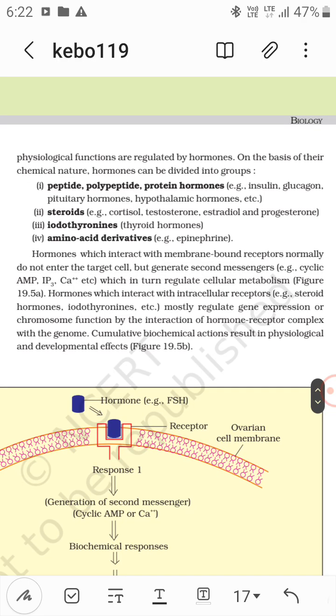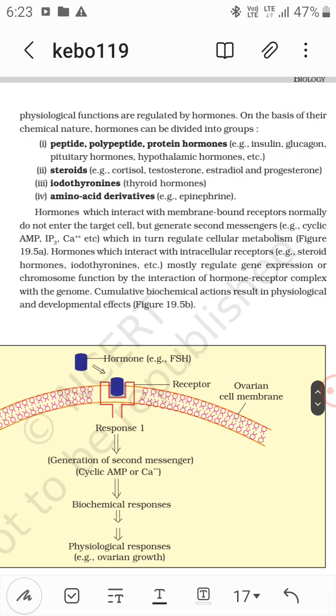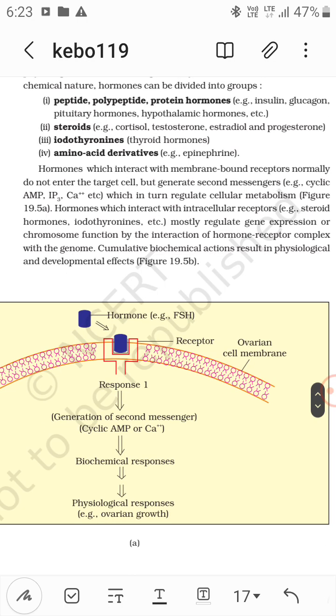Hormones which interact with membrane-bound receptors normally do not enter the target cell, but generate secondary messengers like cyclic AMP, IP3, and calcium, right?